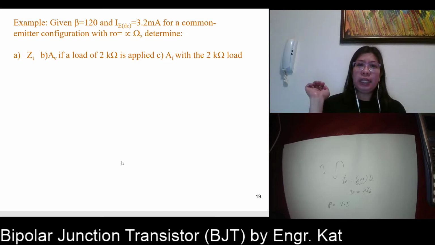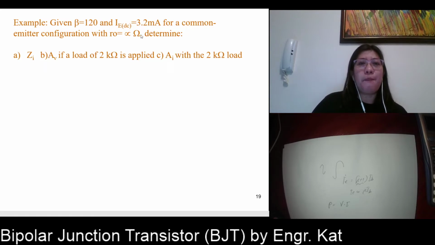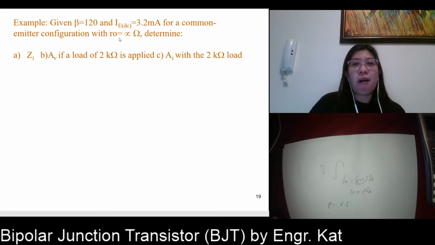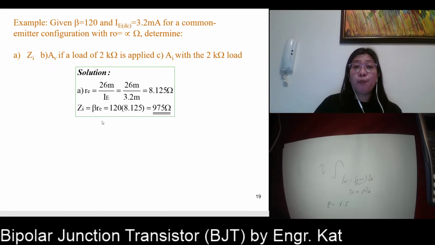So we have here an example. Okay, so your beta is 120. Our IE is 3.2 milliamperes. Again, this is in DC for a common emitter configuration. So RO is not being used this time, so it is given as infinite. So we are to determine ZI. So what is ZI? For ZI, we still have to compute for RE.